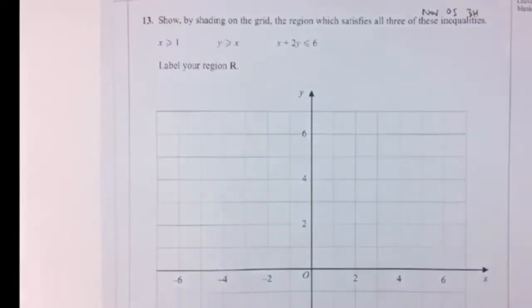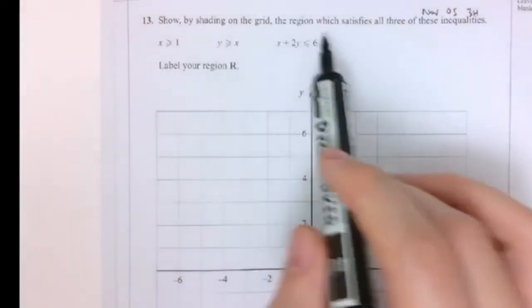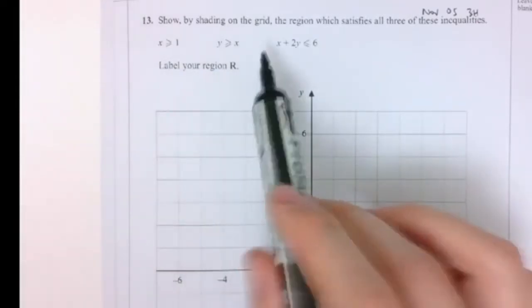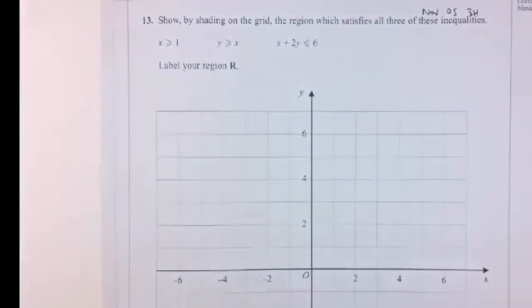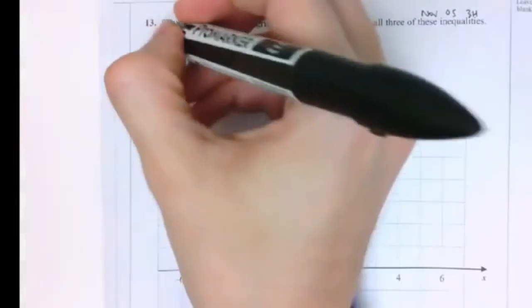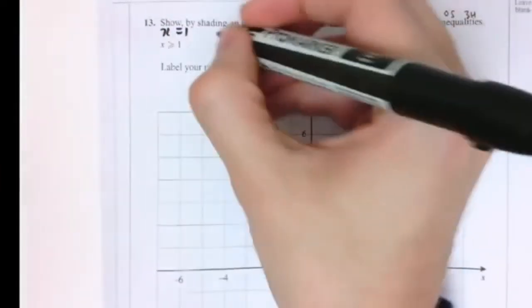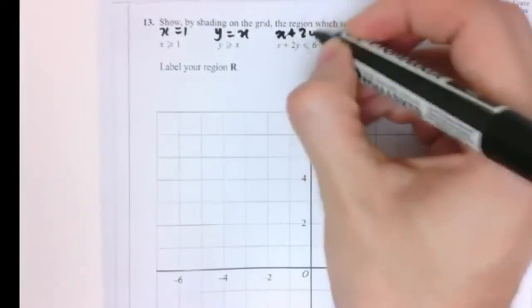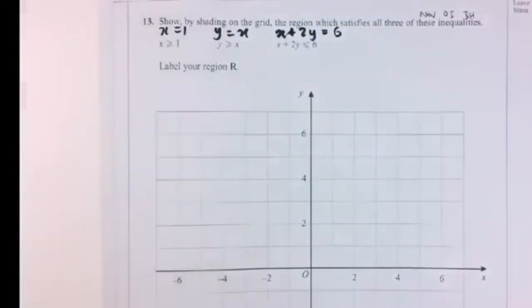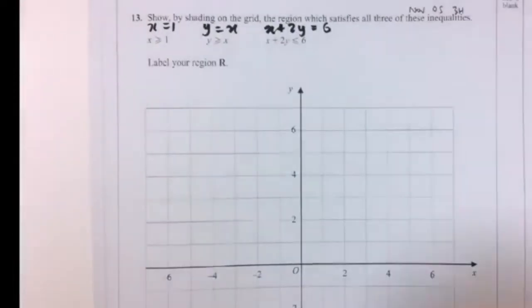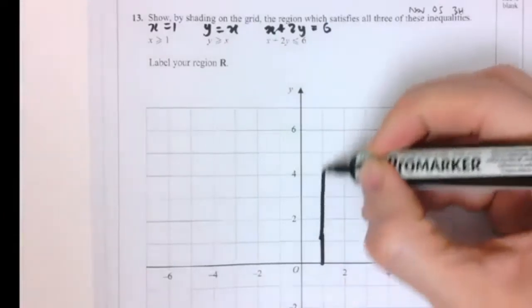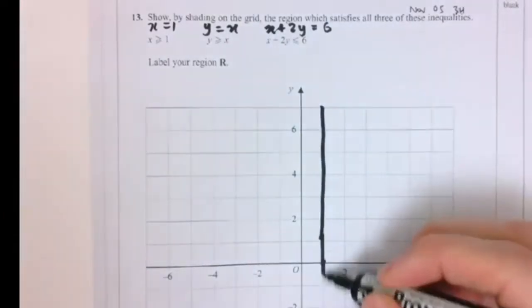Looking at the next question, I want to show by shading on the grid the region which satisfies all three of these inequalities. x is greater than or equal to 1, y is greater than or equal to x, and x plus 2y is less than or equal to 6. So I'm just going to start by drawing the lines that are going to be the boundaries here. So that will be x equals 1, y equals x, and x plus 2y equals 6. You do need to be reasonably good at your straight line graphs to do these. So x equals 1 here is the line like this. You should use a ruler, of course, for all of these.